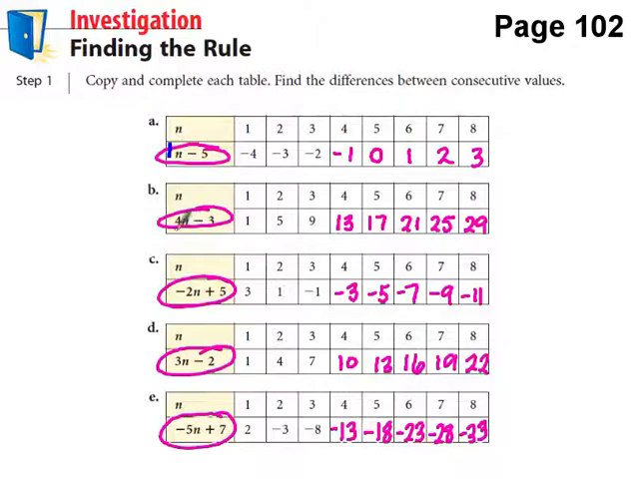The number in front of n here is 4. So what are you doing? You're increasing by 4. The number in front of n here is negative 2, so every time you're subtracting 2. The number here is 3, so every time you're increasing by 3. The negative 5, you're subtracting 5 every time. So how you determine sequences is you look for your difference between terms. Whatever that difference is, that number will always go in front of n.